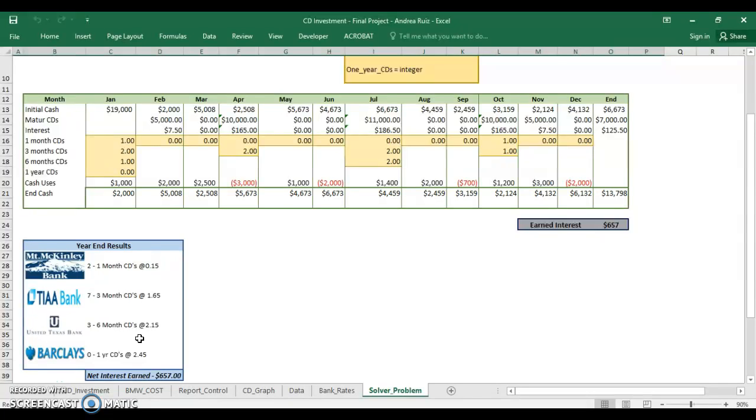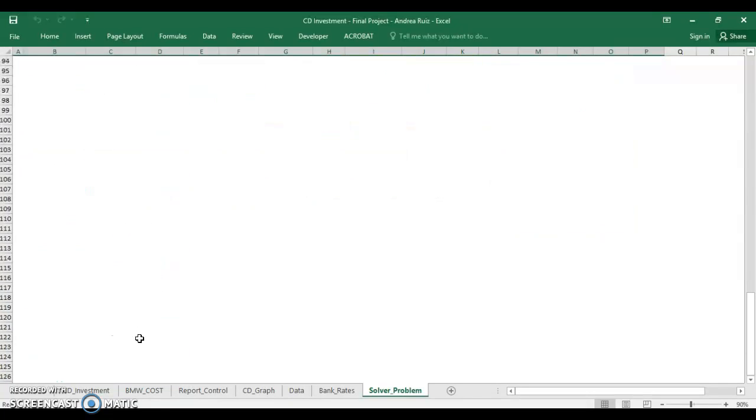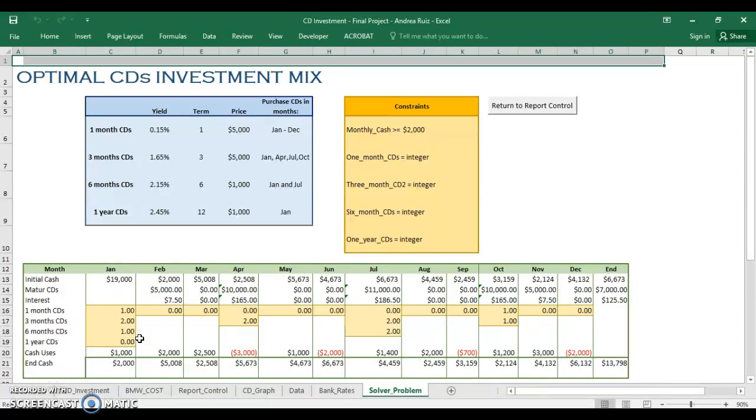So to conclude, I believe the Solver Excel tool is very helpful because it allows you to make intelligent decisions not just in investments but in any other optimization problems. Could be production, distribution, capital budgeting, among others.